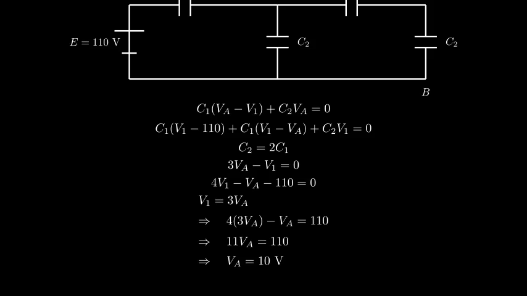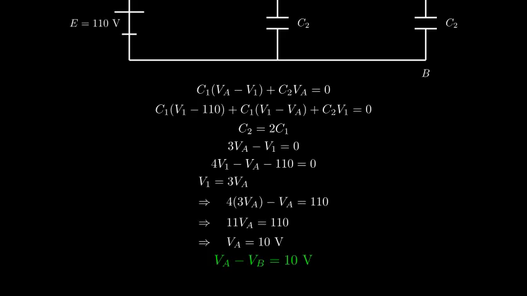4 times 3VA minus VA equals 110. That gives 11VA equals 110. So VA equals 10 volts. Finally, point B is on the bottom wire, which is 0 volts. So the potential difference, VA minus VB, is simply 10 volts.